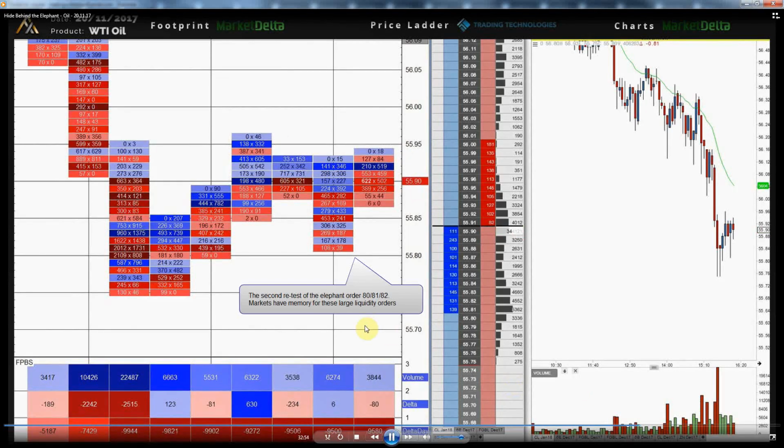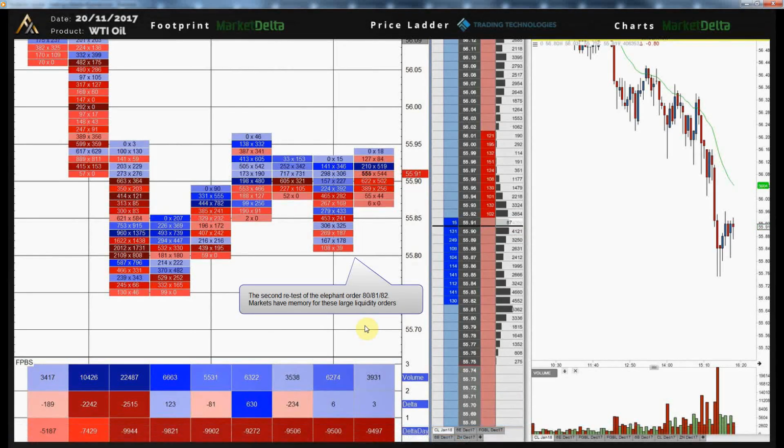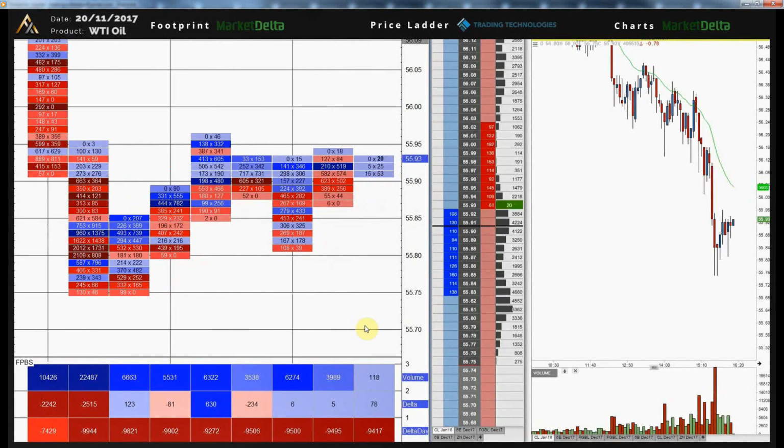That then brings us to the end of our guided tuition for the hiding behind the elephant. Again, go and find these strategies. They can give us some really good, unique scalp opportunities and some really relatively easy money opportunities.